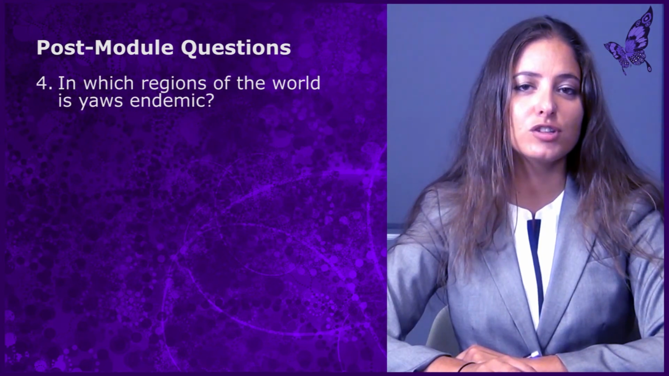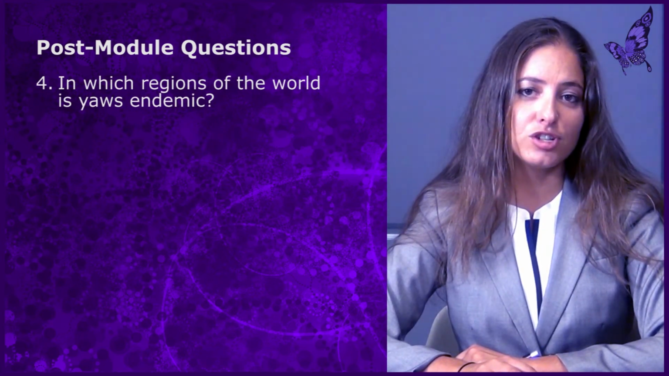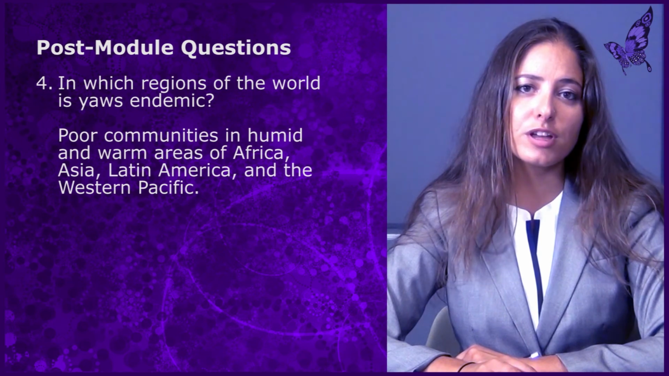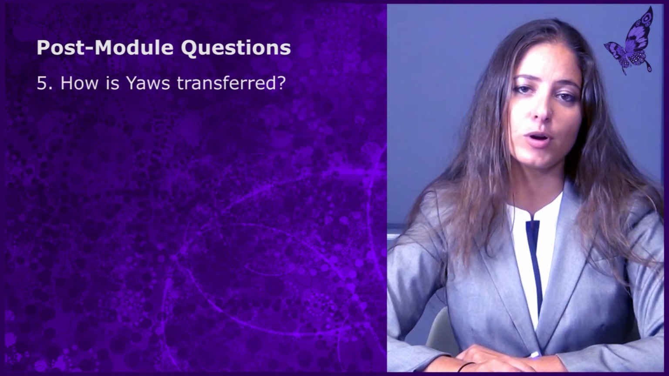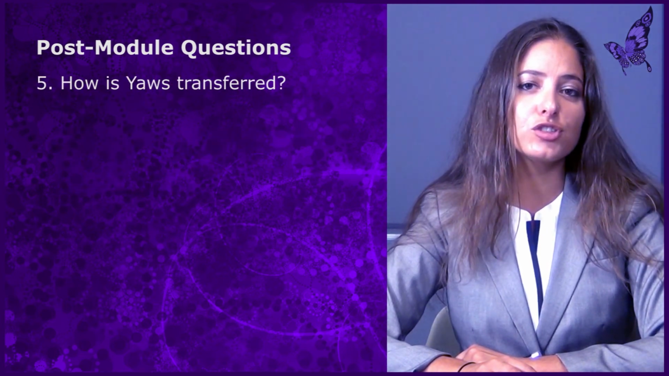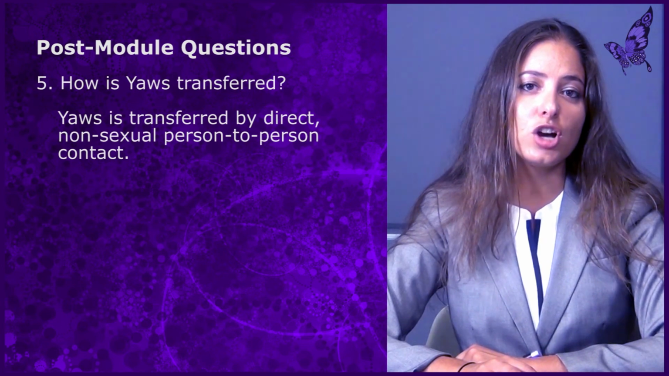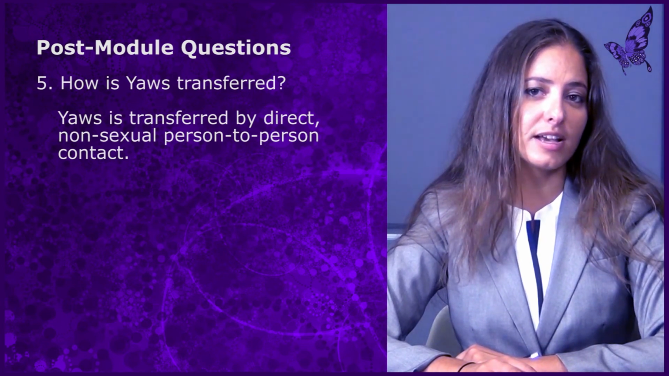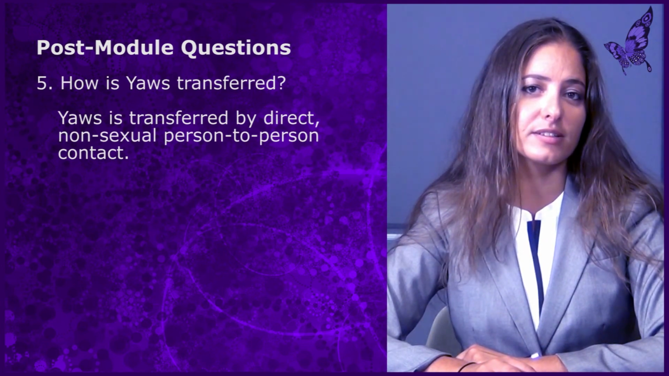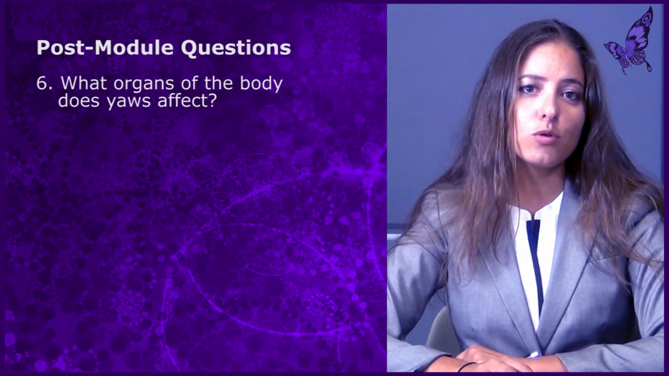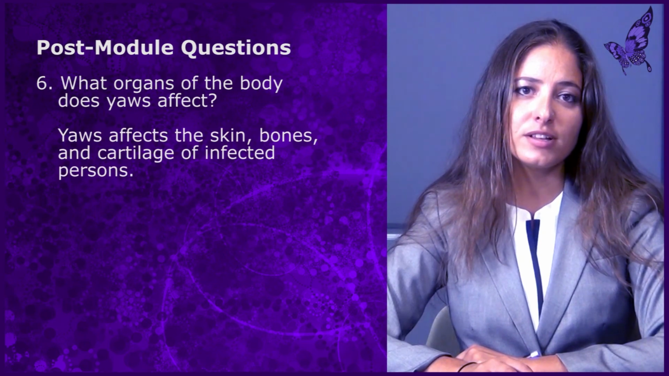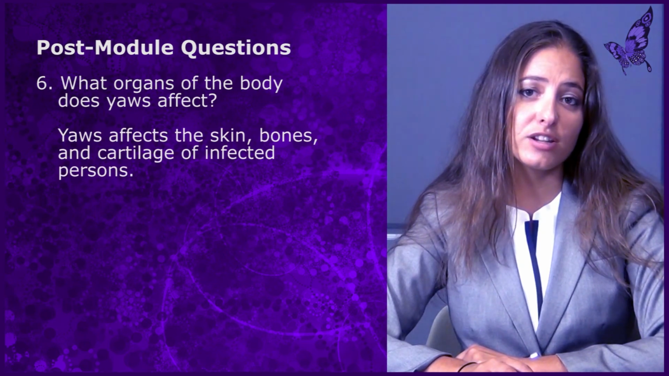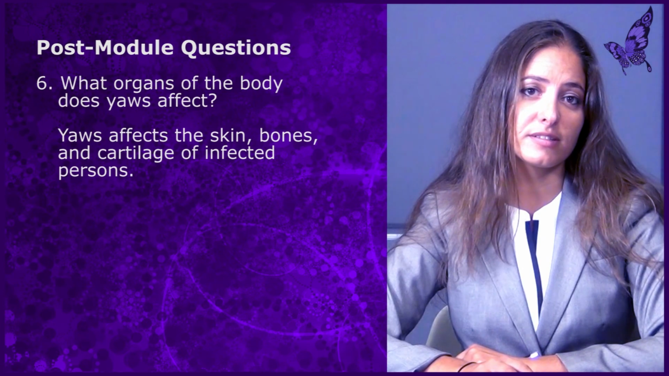Question number 4. To which areas of the world is yaws endemic? The answer is poor communities in humid and warm areas of Africa, Asia, Latin America, and the Western Pacific. Question number 5. How is yaws transferred? The answer: yaws is transferred by direct, non-sexual, person-to-person contact. Question number 6. What organs of the body does yaws affect? The answer: yaws affects the skin, bones, and cartilage of infected persons.